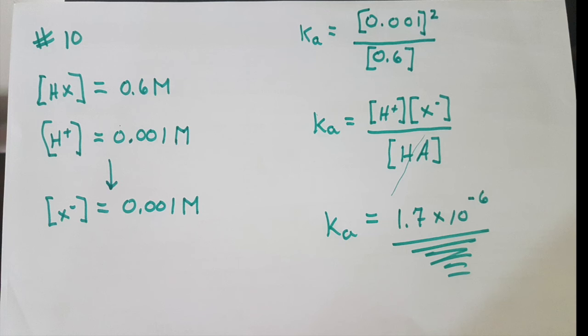Remember, it said it was a weak monoprotic acid, so you're in good shape with that. And I would use this method. Don't worry about subtracting X. Use this method and you're going to be just fine.